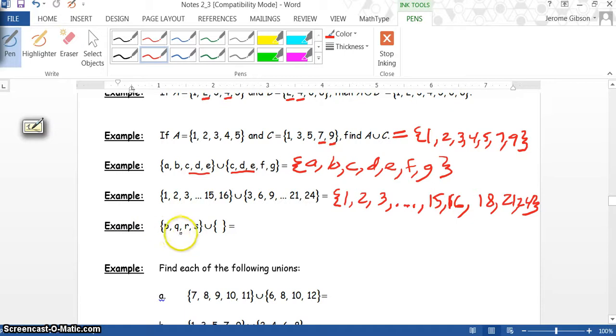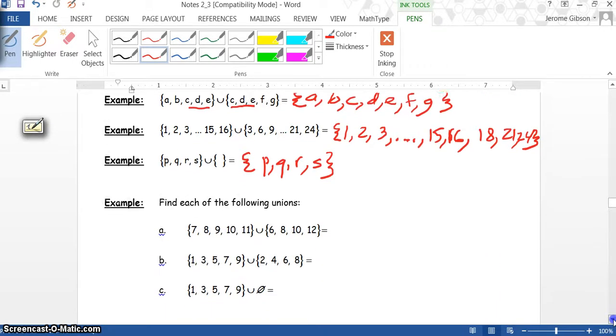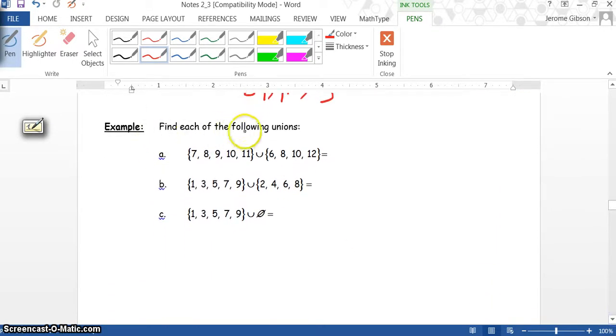So now we have our example, {P, Q, R, S} union the null set. Now with union, what would end up happening is your final answer would be the set that's union to the null set, which would be P, Q, R, and S. Now we scroll here to the next example. It says find each of the following unions. We have {7, 8, 9, 10, 11} union {6, 8, 10, 12}.